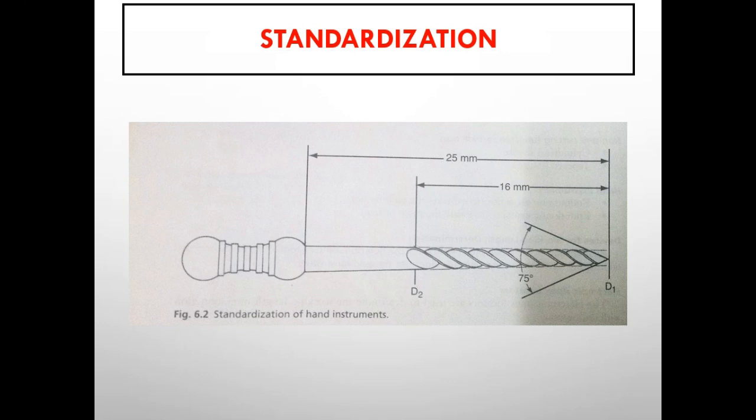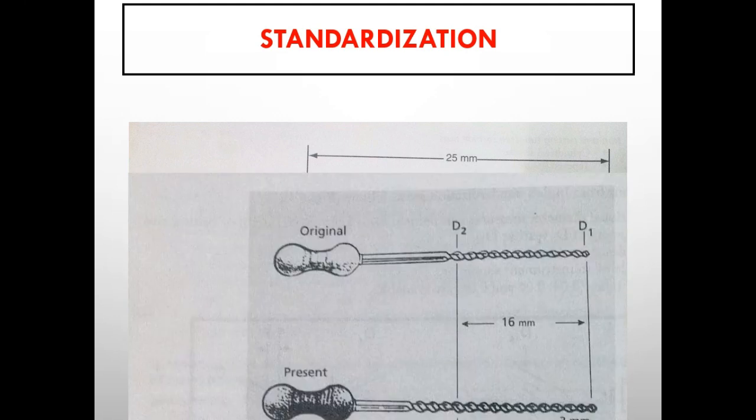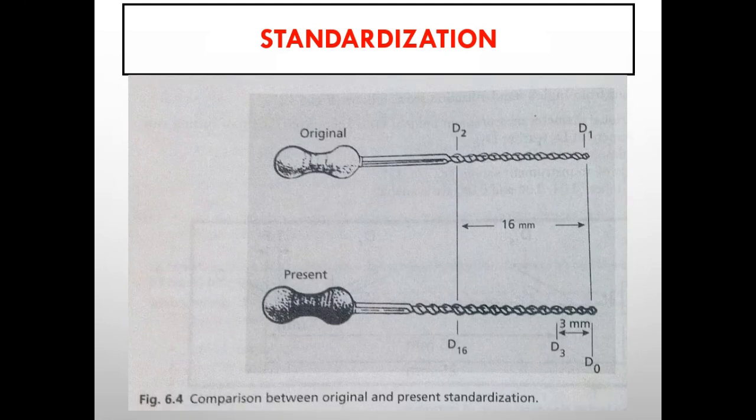And we can see here D1 is the tip and D2 is the 16th millimeter from the tip, but according to the new revised present standardization, D16 is denoted as the 16th mm. For every mm increment it is denoted as D0, D1, D2. That is, D3 is 3 millimeter away from the tip. And the number shall be the diameter of the instrument in hundredths of a millimeter at the tip. That is, if a hand instrument is given number 10, that is 0.1 mm at the tip.